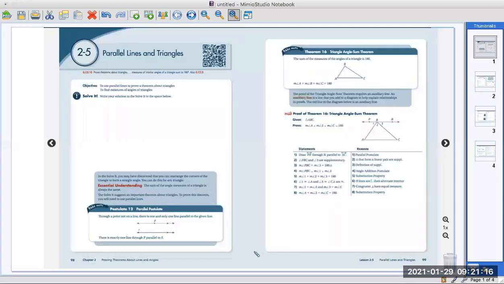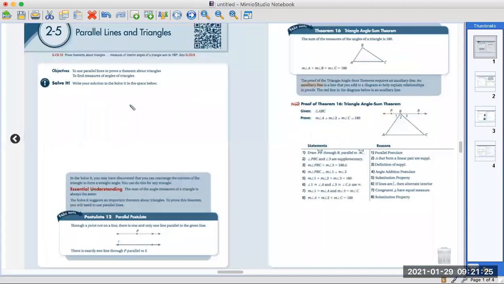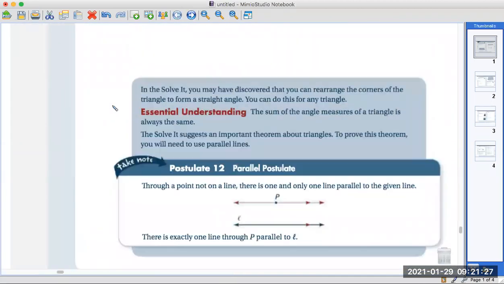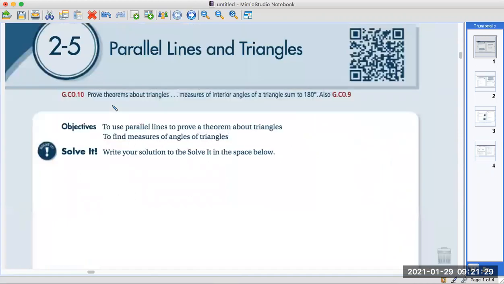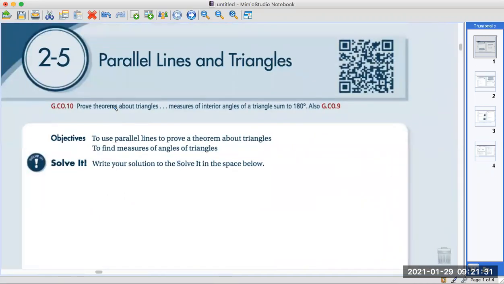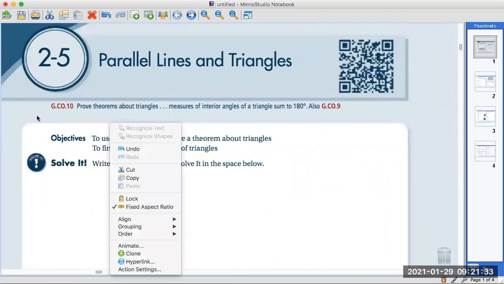Hello, everybody, and welcome to lesson 2.5 in your textbook on page, let's make this bigger, page 98. So we're still talking about parallel lines, and this time also mostly about triangles.